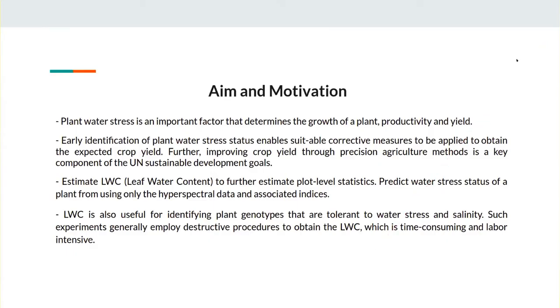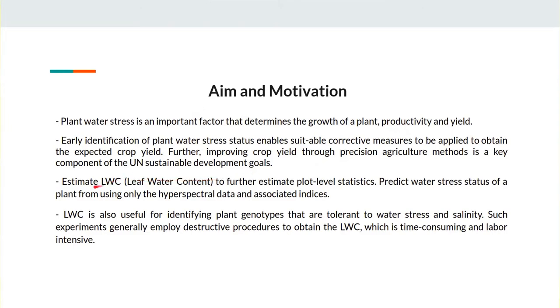So the aim and motivation of this work is to identify plant water stress, because it is an important factor that determines the growth of a plant, its productivity, and its yield. Early identification of plant water stress and leaf water content enables us to take suitable corrective measures in the early stages of plant growth, which enables us to improve the productivity and yield of the crop.